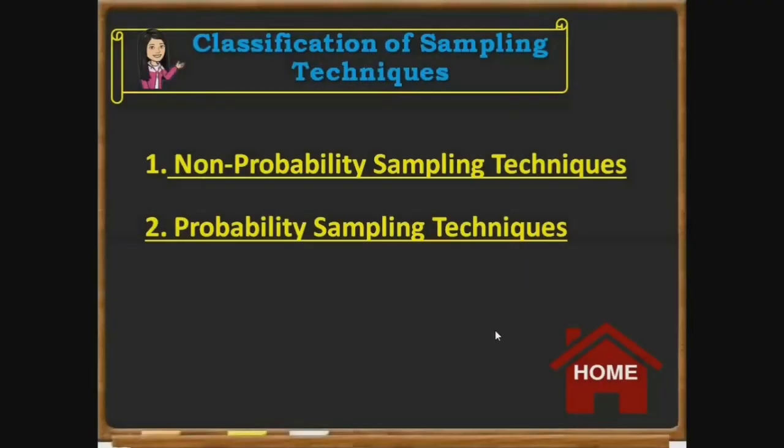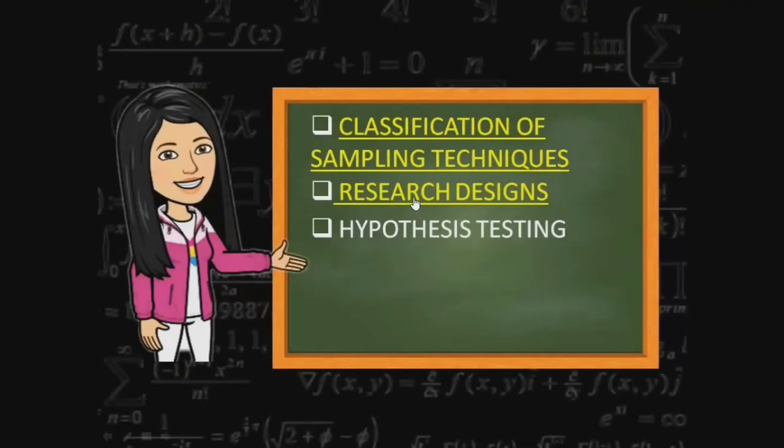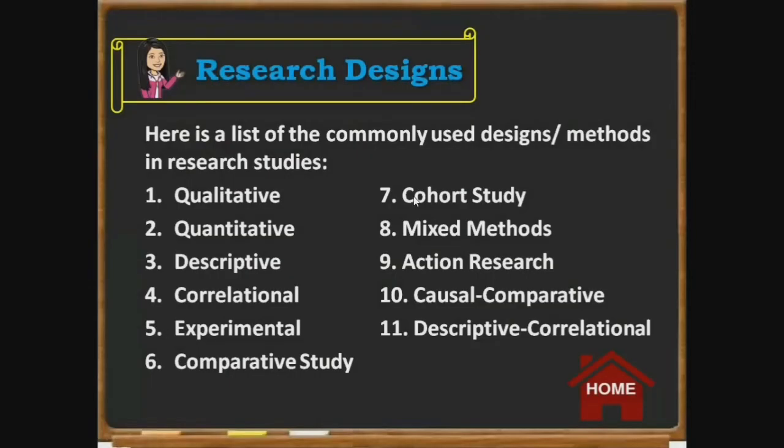So, we're done with this classification of sampling techniques. Let us proceed with the research design. So, we have 11 research designs, and let us discuss one by one.